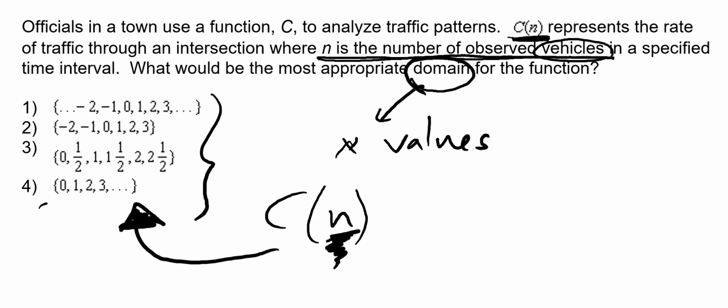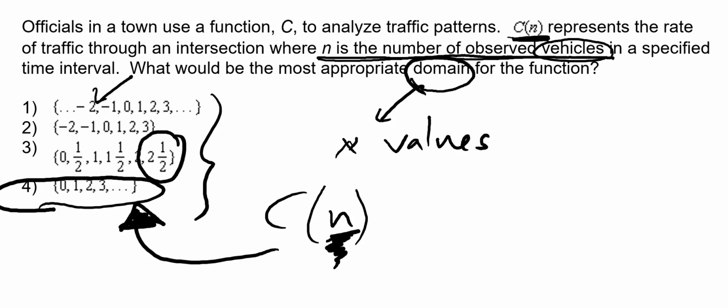The only one that makes sense is choice 4, because you can't have a negative number of cars passing by. You can have no cars passing by, but that would be your minimum. You can't have half a car passing by, right? It passed or it didn't. So the only thing that would make sense as a domain, as your input, in terms of the vehicles, would be whole numbers.